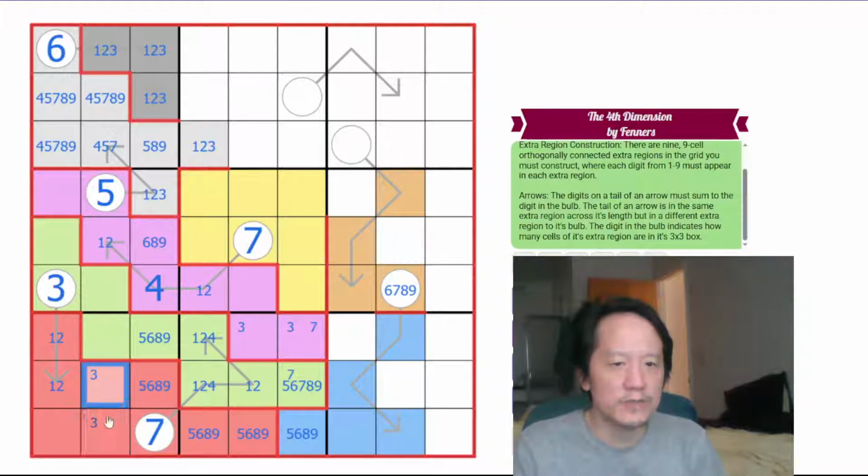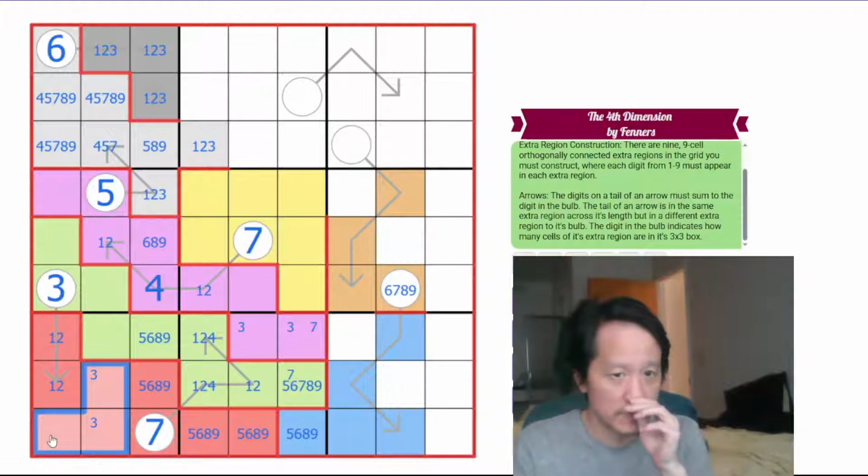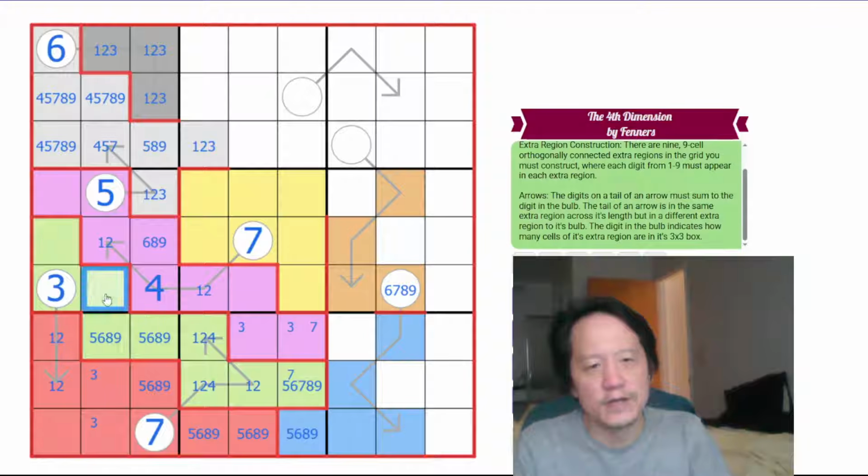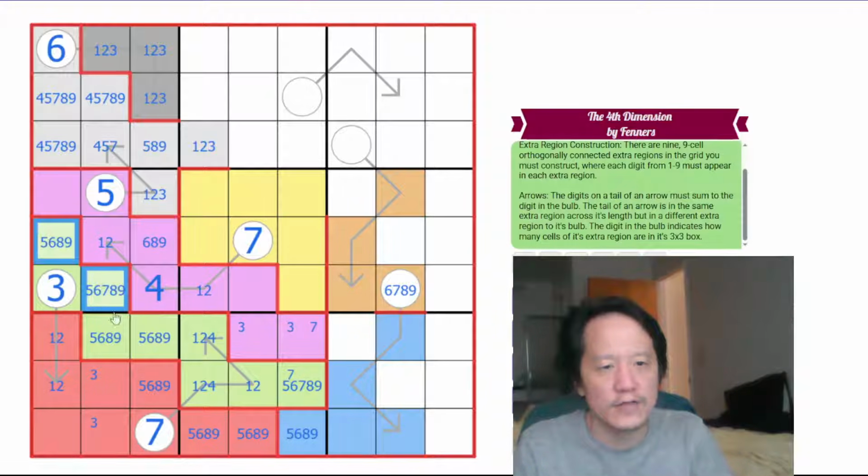So 3 must be one of these. 4 has to be one of these 3 also. This can't be 1, 2, or 4, so we're missing 5, 6, 8, or 9, and this is 5, 6, 7, 8, 9. 7 cannot be here. 5 cannot be either of these. 5 can't be here. So 5 has to be one of these 2 digits here, which means this can never be a 5.